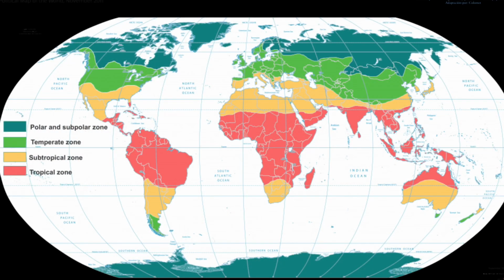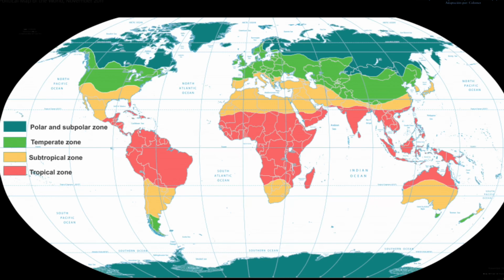Talking about climate, we have to talk about the four major climate zones of our planet. First being the polar and subpolar zone. The environment there is very cold. Animals that live there thrive in very low temperatures. You don't find a lot of humans living in this area, being that the temperature is so cold.